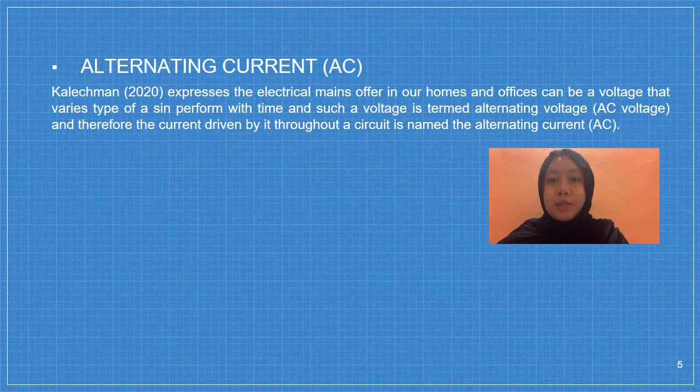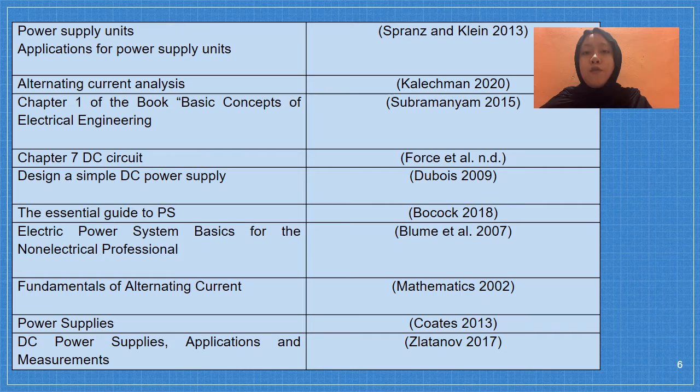Moving forward to the next slide, Kalishman 2020 expressed that most of our home electrical applications use AC current. For the conclusion, we also list down all the literature review that has been done on this part.